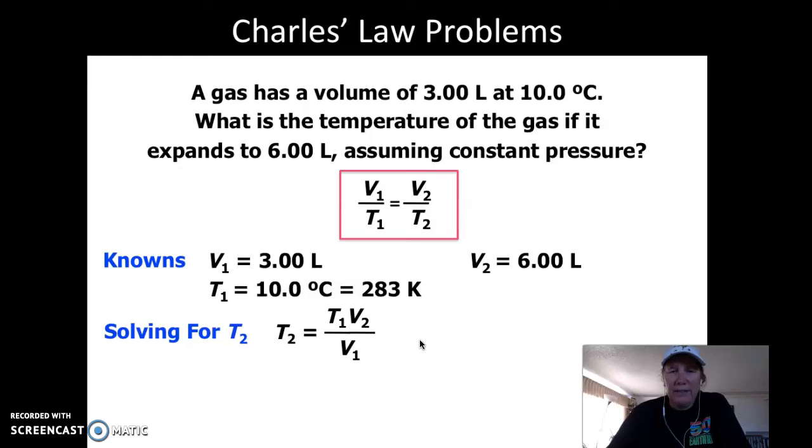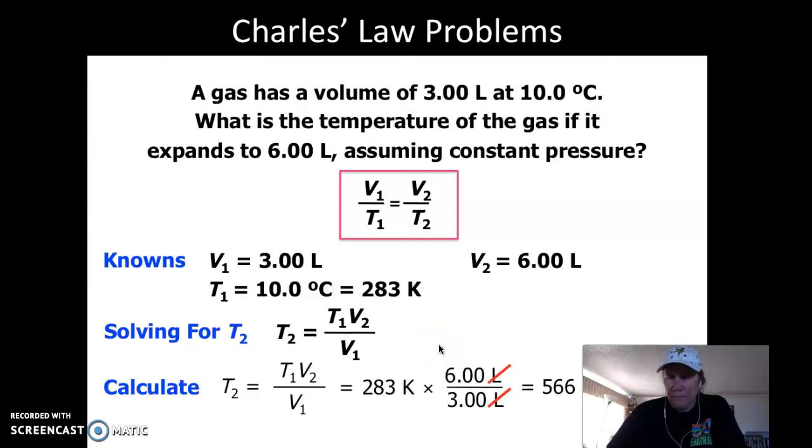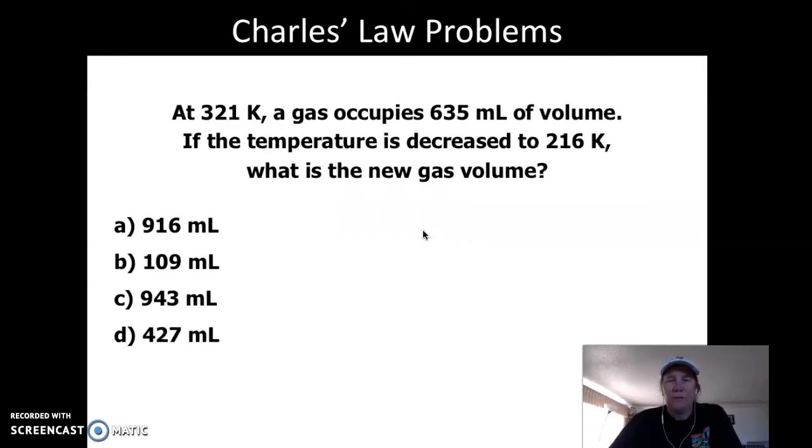Again, I have to manipulate this formula. T sub 1 times V sub 2 divided by V sub 1. You just plug in the numbers. 566. Hey, I did it right. Here's your first temperature, and again, it has to be in Kelvin, and then your volume. You're just going to use this formula and manipulate it so that you can find the variable you're looking for.